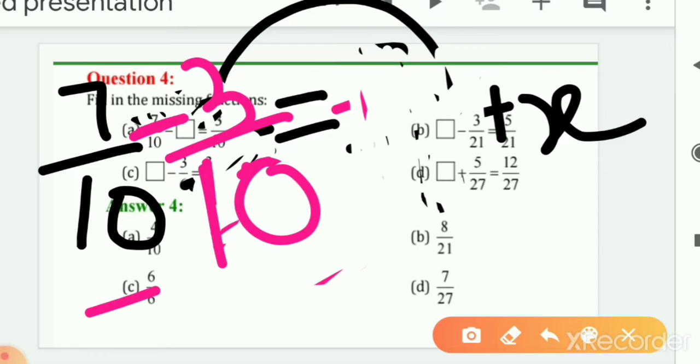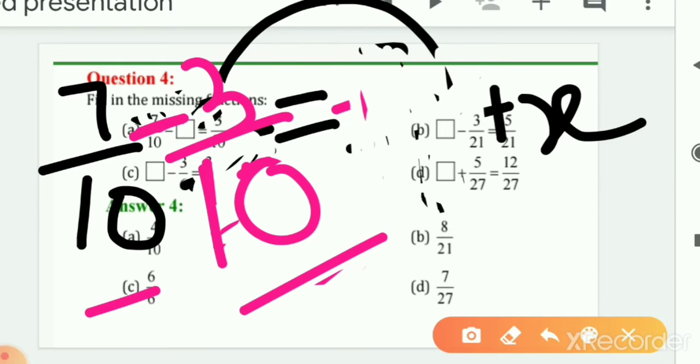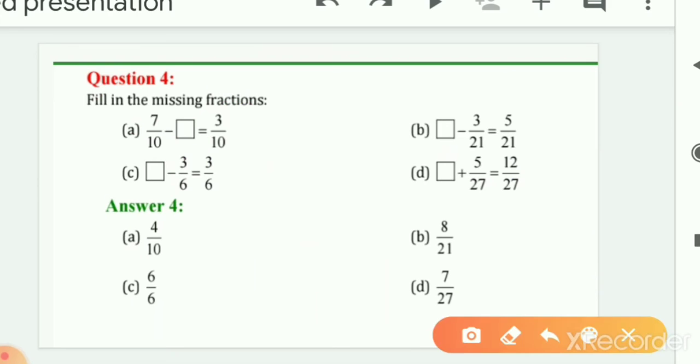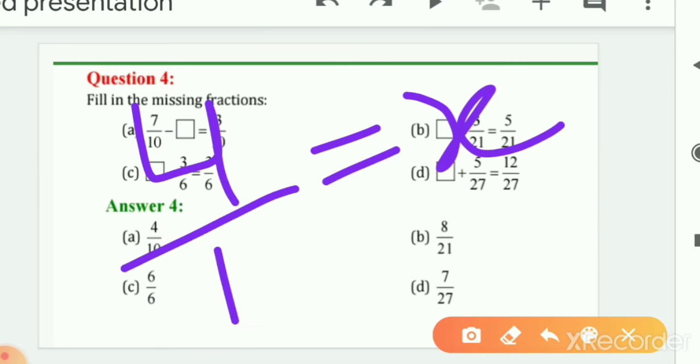Now both denominators are the same. So 7 minus 3 is what? Yes, 7 minus 3 is 4, and the denominator we write only one time. So our answer becomes x equals 4 upon 10. If a plus sign is written in front of any number, we can also write just the number, so we can write only x also.